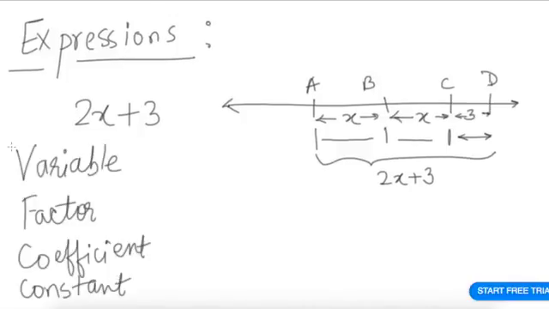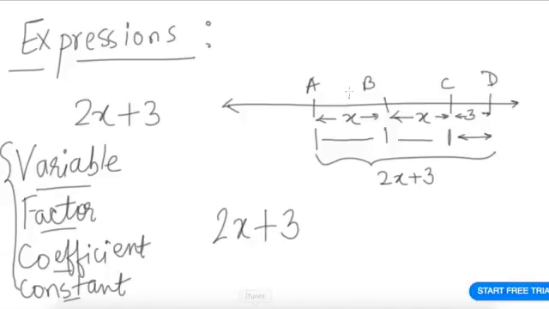Okay, let us understand these four terms. What does a variable mean, a factor mean, coefficient and constant? Let's take the expression 2x plus 3. Do we know the value of x? It can be plus 50, it can be minus 155, it can be any number. We don't know. Since we do not know its value, it's called a variable. Why? Because it is varying.